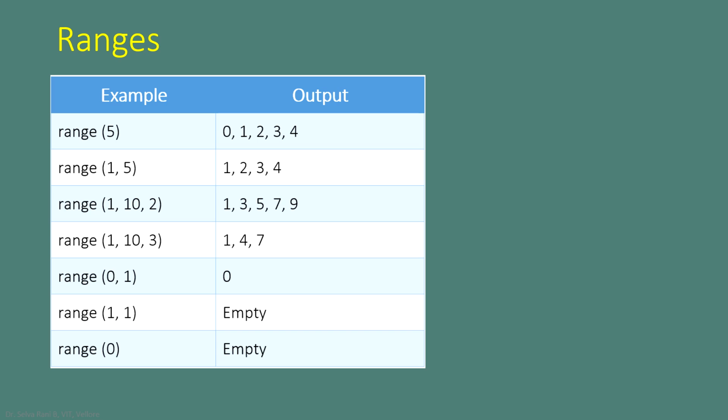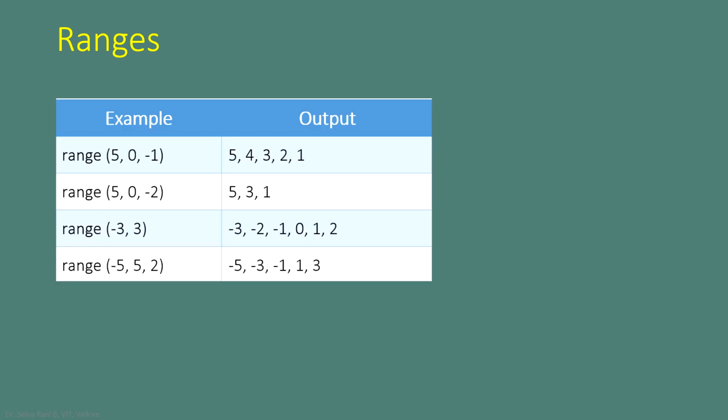The next example, range of 1, 1. 1 is the starting value and the ending value is 1 minus 1. It is 0. It's a contradiction, right? So no sequence of numbers will be generated by the example range of 1, 1. And range of 0. 0 is the stopping value given here. By default, it will start generating from 0 and 0 minus 1, and here also no sequence of integers will be generated.